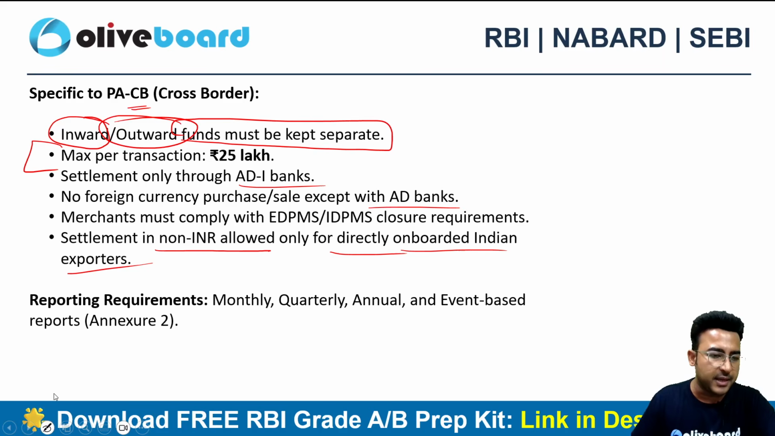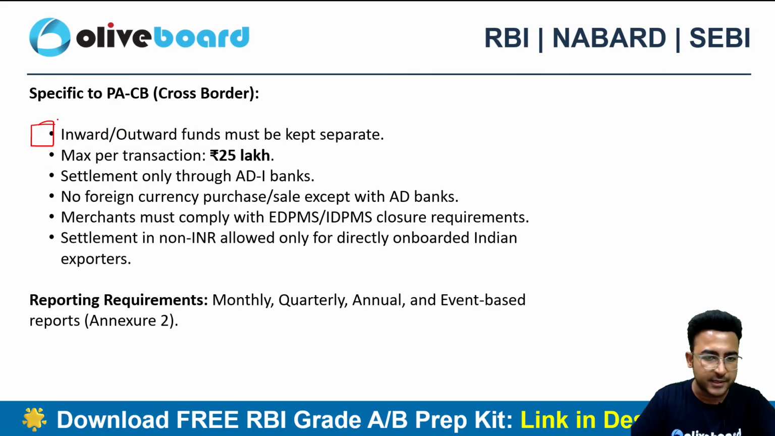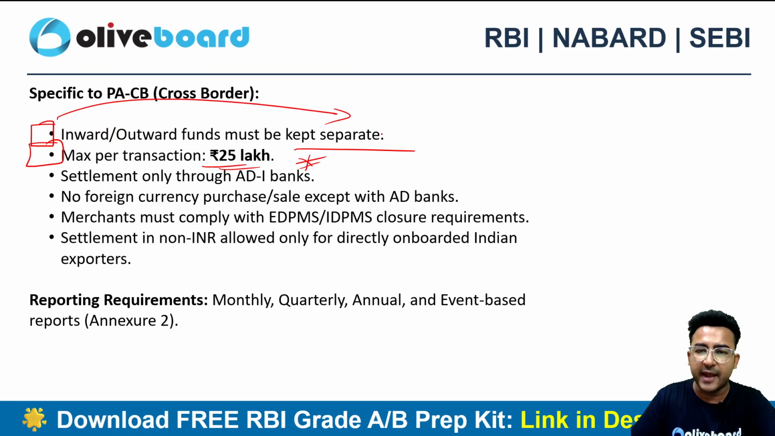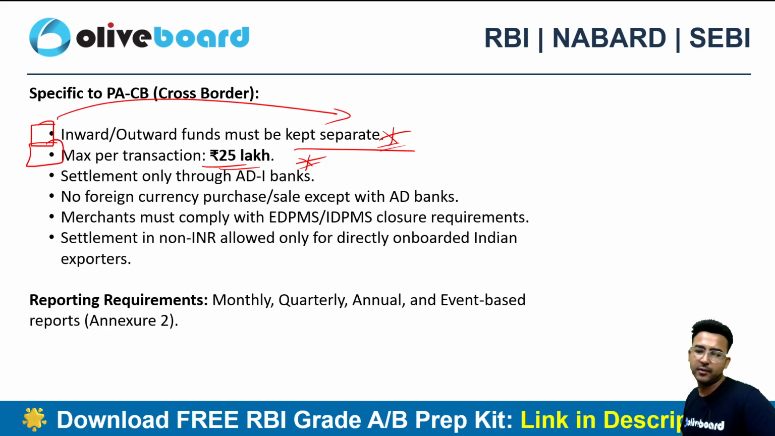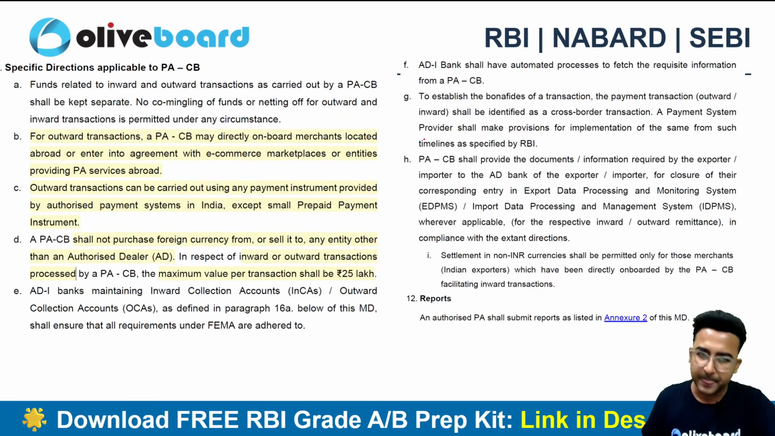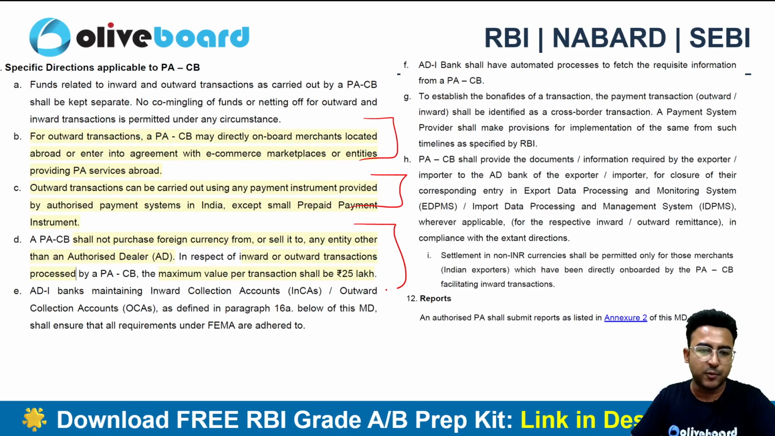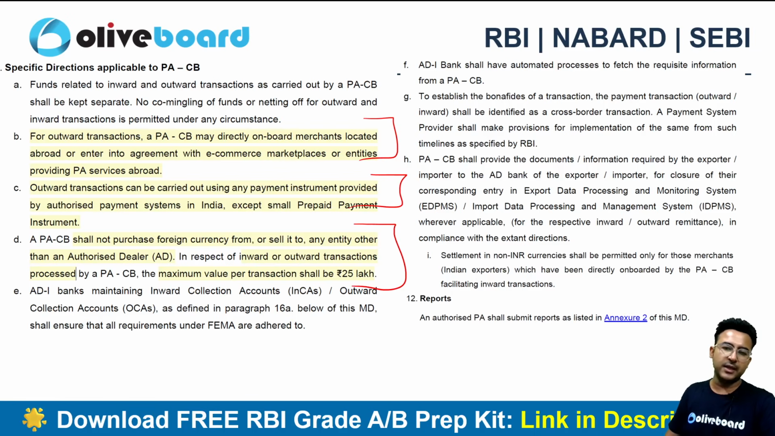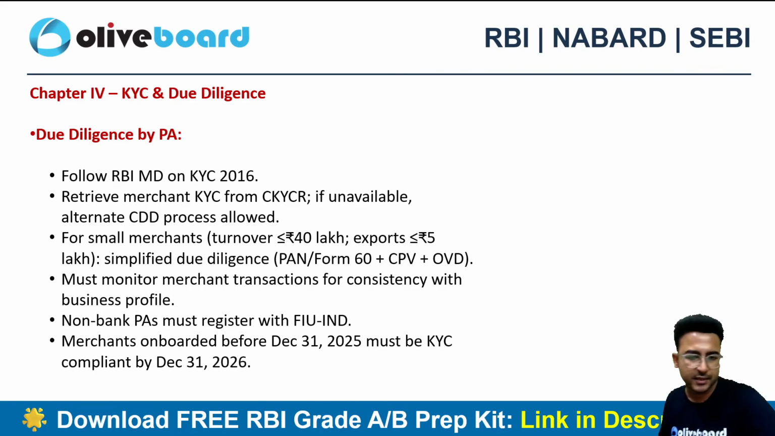What you need to remember here is the very first thing, inward and outward funds need to be separately maintained, plus the maximum transaction limit is 25 lakhs. So these 2 points are very important. Okay, these 2 points are very important here, right? I have pasted the screenshots of the circular as well, and you can see that whatever things we have covered here all are there in your circular, right? So I have just covered it in a very crisp manner, for the best exam oriented understanding for your upcoming RBI Grade B exam.